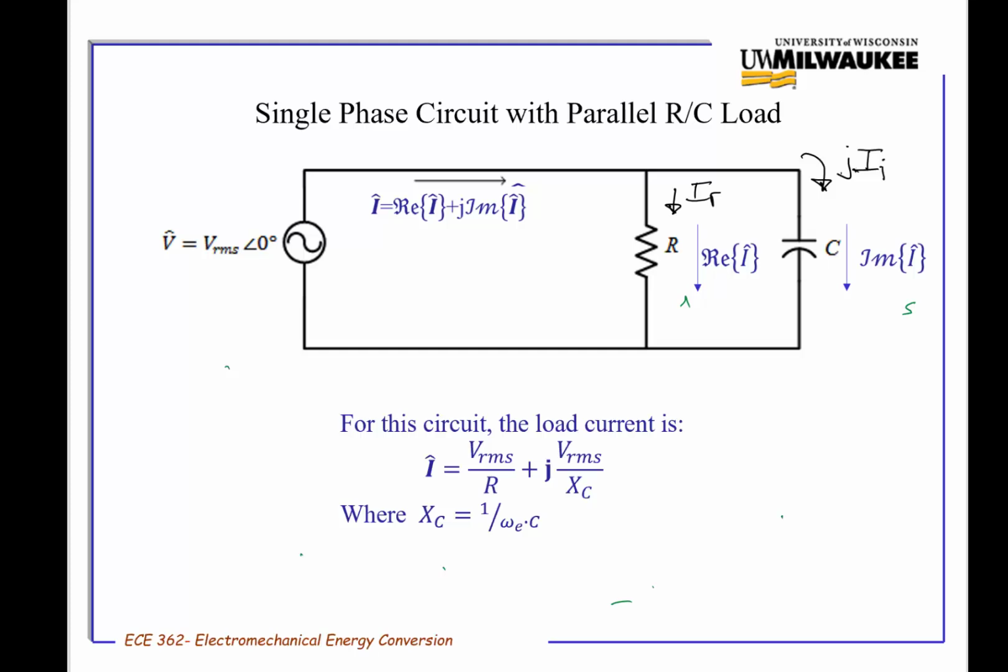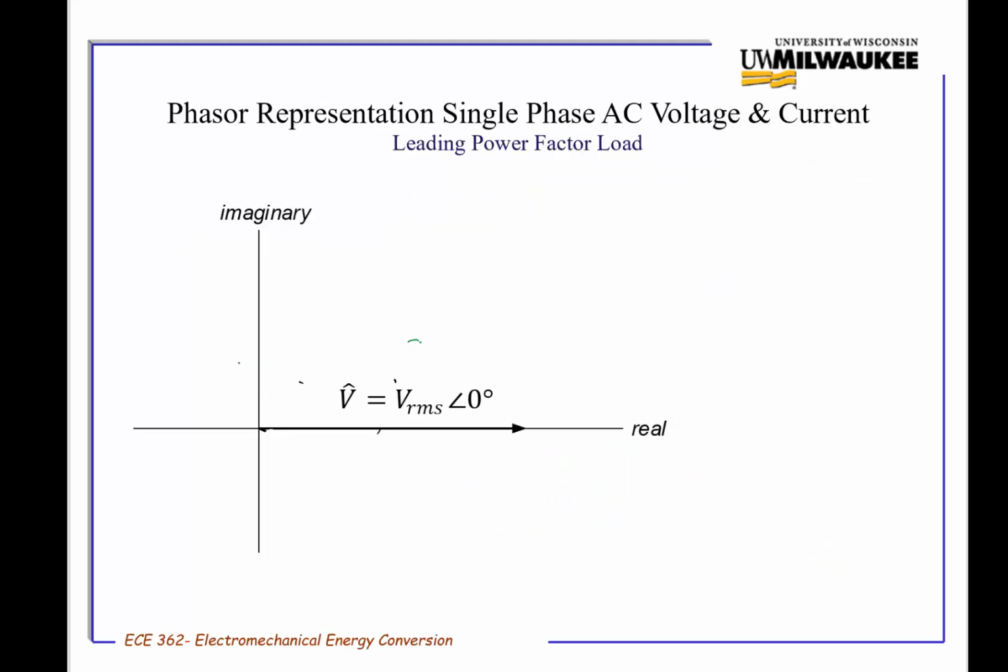And cleaning things up here, the real component of the current is the same as it was for the parallel inductive circuit, V RMS over R, but the reactive component of the current is j V RMS over XC, where XC equals 1 over omega C.